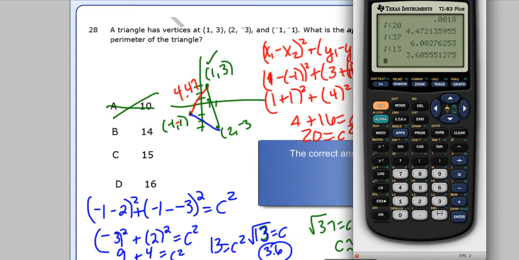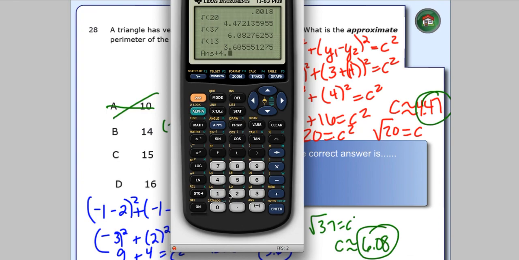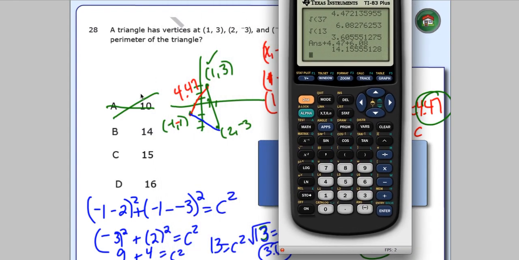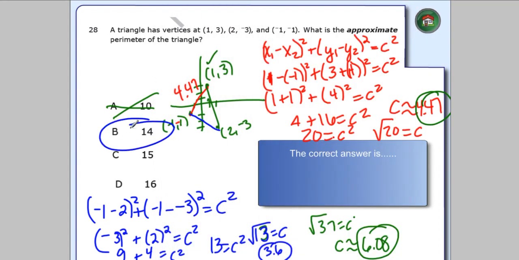So 3.6 plus the other two, 4.47. I know most of you know the answer already. It is about 14. So I would round down there because it's closer to 14 than it is to 15. Okay.